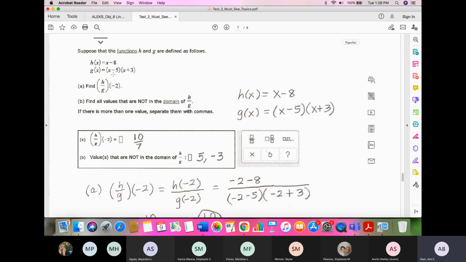So we check it here. 5 minus 5 is 0 times what's left is 0. That definitely caused division by 0. So we just state it as not being in the domain.